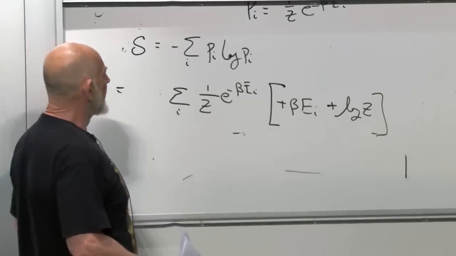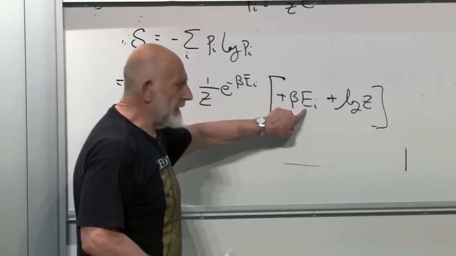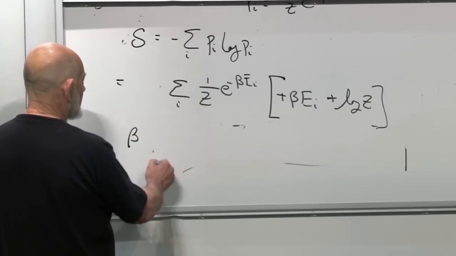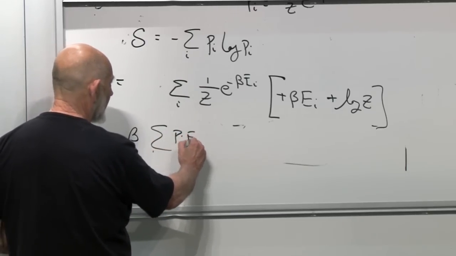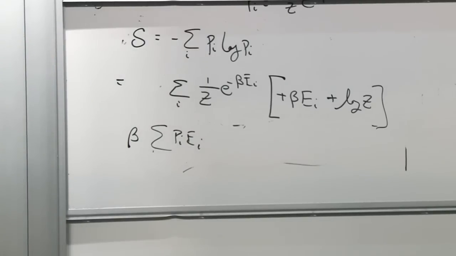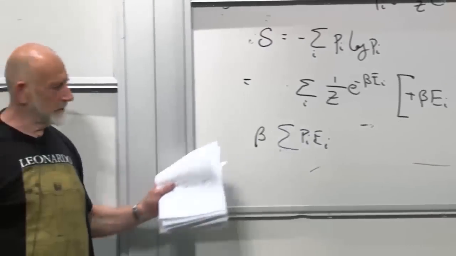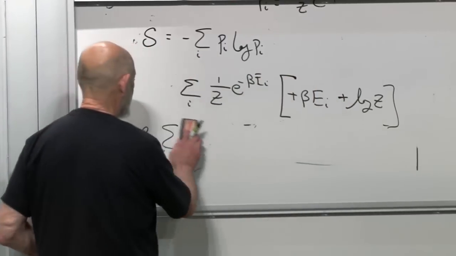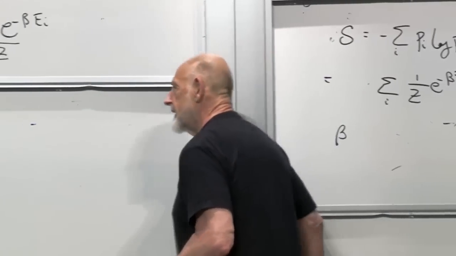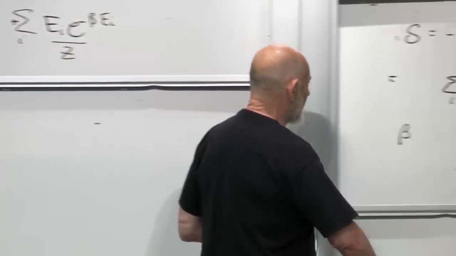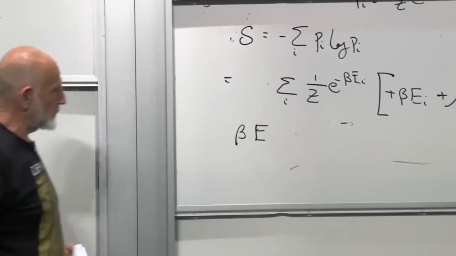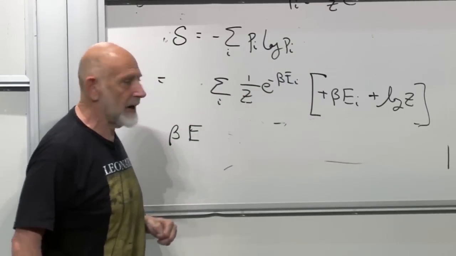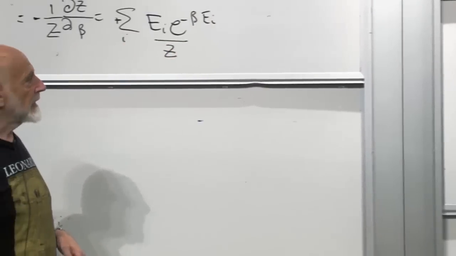Okay, what's the first term? P sub I times beta e sub I. Beta is a number. It doesn't depend on I. So let's take it outside for the first term. Beta times the sum of p sub I e sub I. What is that? That's the average energy. So the first term here is beta times the average energy. We know how to compute the average energy from Z. So given Z, we would know how to calculate beta times the average energy. Can everybody see that the first term is beta times the average energy? That's part of the definition of p sub I.